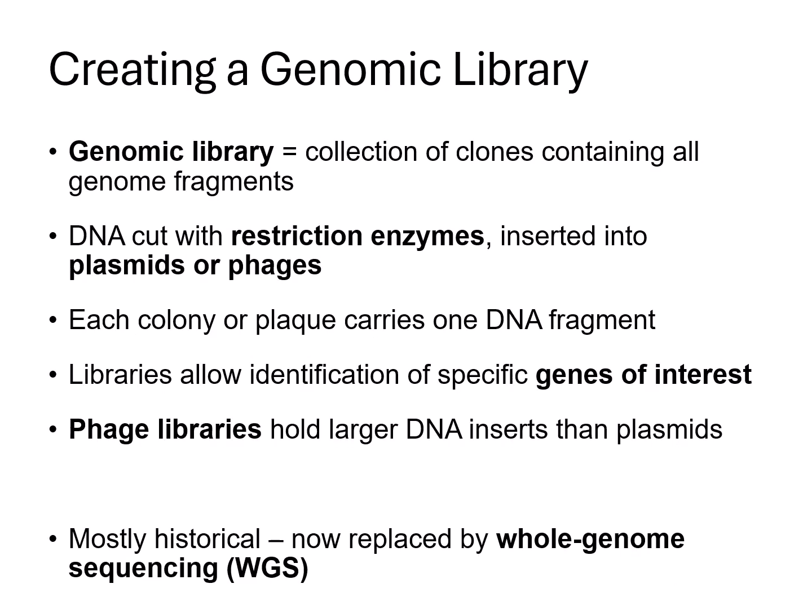In the past, by using these molecular cloning methods, we were able to create genomic libraries. And genomic libraries are a collection of clones that together contain all fragments of an organism's DNA. So the genome was cut with restriction enzymes and inserted into plasmids or phage vectors, and each colony or plaque contains one DNA fragment. So researchers used to screen these libraries to find specific genes of interest, although this is now really historical.